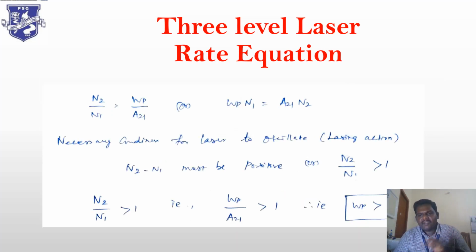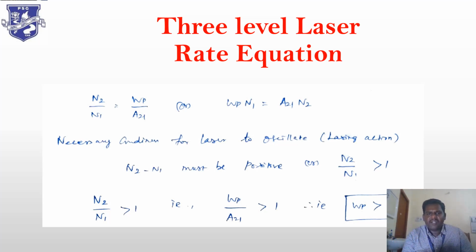So we may compare them and write in such a way that N2 by N1 is equal to WP by A21, and we also rewrite the same condition in a suitable way, like WP N1 is equal to A21 N2. Okay. Now we are going to write the necessary condition for laser to oscillate. It is nothing but the lasing action.